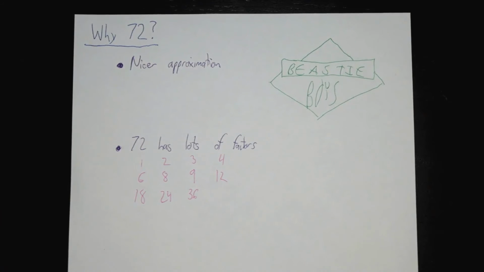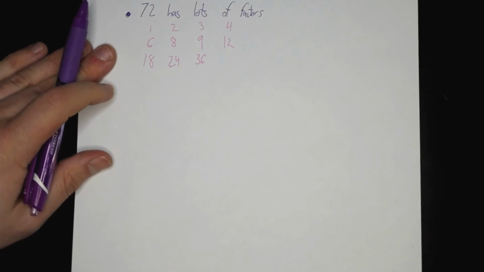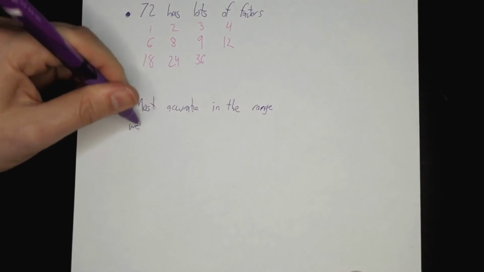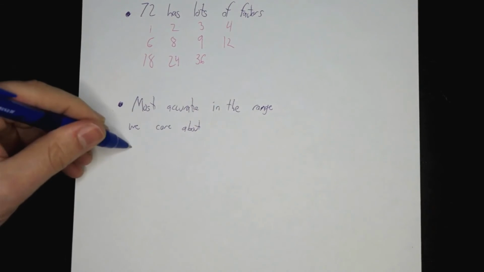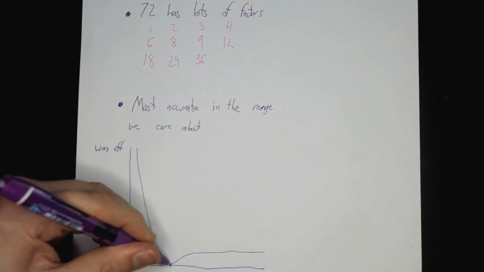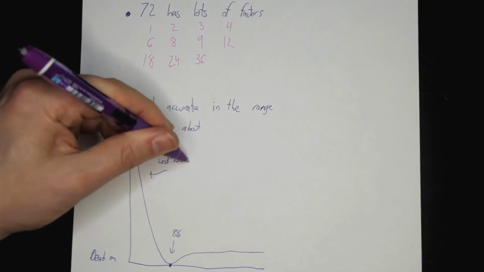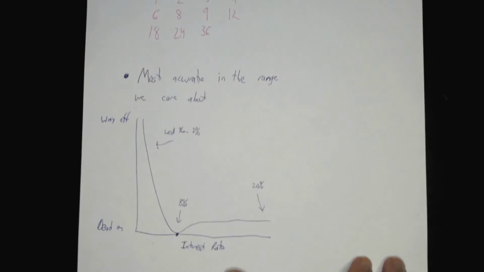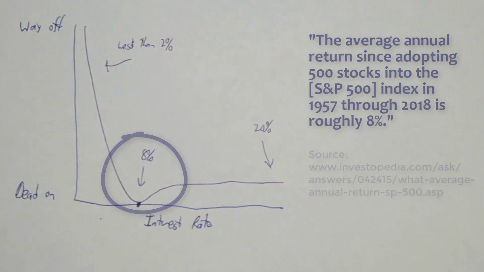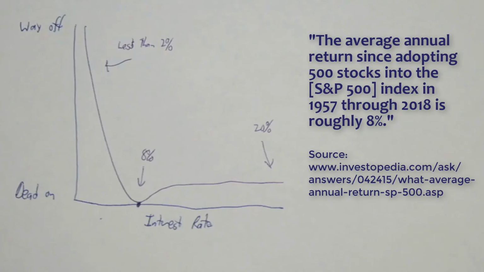Much simpler than 69.3. But the coolest part about the rule of 72 is that it's most accurate in the range we most care about. Most interest rates that we talk about are 4%, 8%, 10%, maybe 12%. You're not going to talk about anything less than 2 because those are never going to double anyway. And you're not going to talk about anything more than 20 because, well, those investments don't really exist. 8% is the place where the rule of 72 is most accurate, which is, incidentally, approximately the average annual return of the US stock market over the long term.